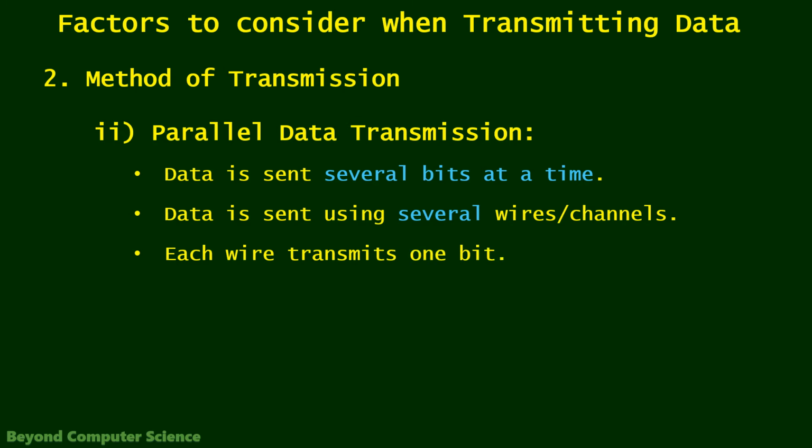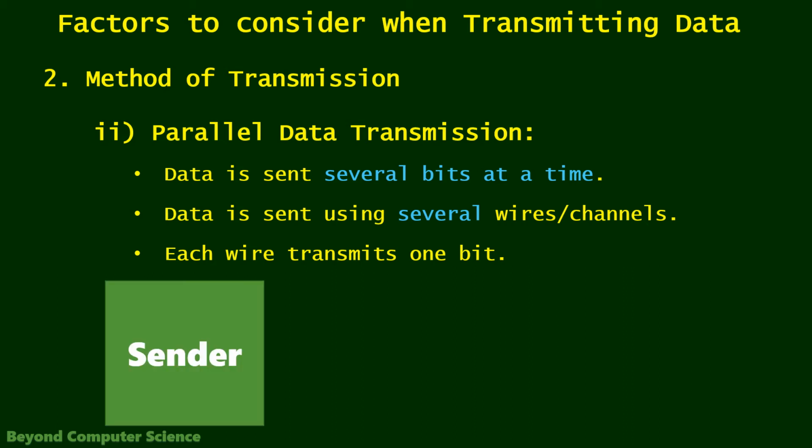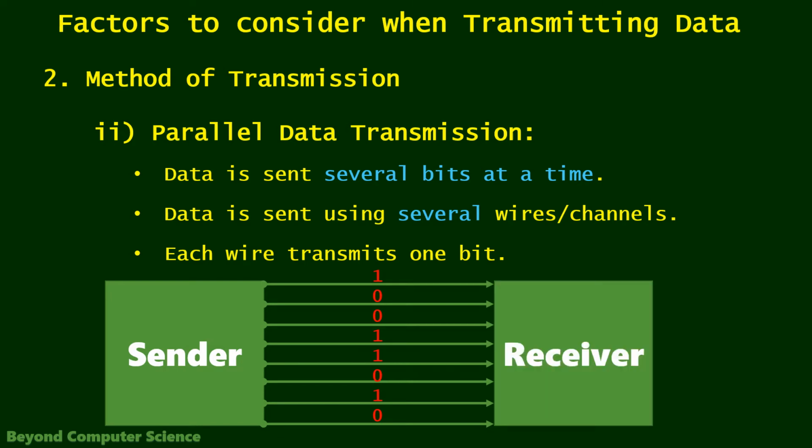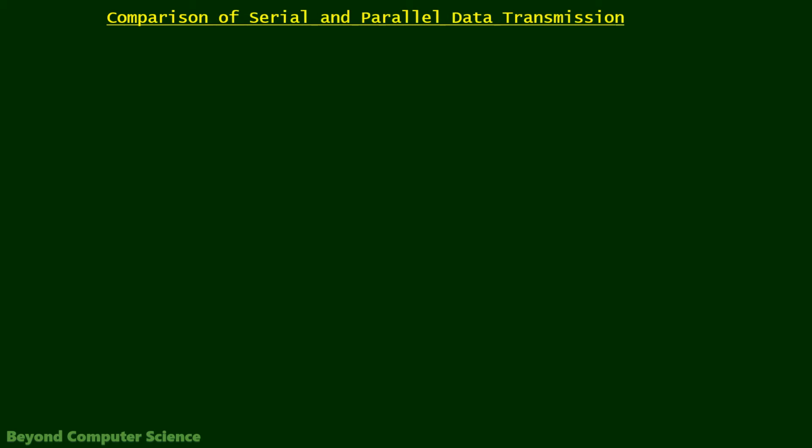Each wire transmits one bit only, but we have many different wires. From the sender, we have one channel, another, and we are sending bits through them, and the receiver is receiving the data from this parallel channel. Let's understand the difference between serial and parallel data transmission methods.